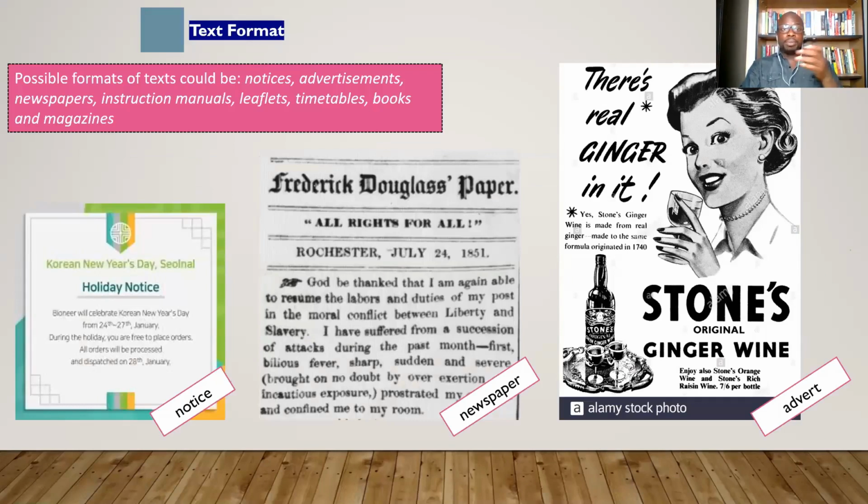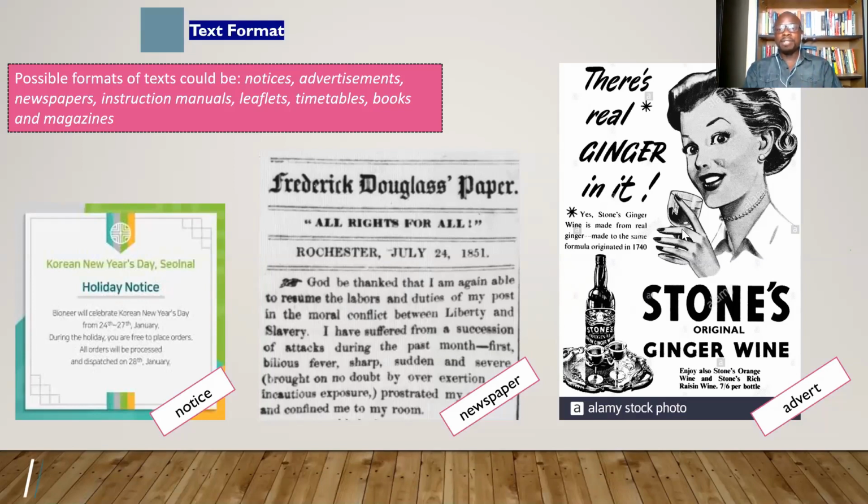Now, these are examples of the format in which the text, the passage, can come. You can have something like this, which is a notice, like a notice board. For example, this is a holiday notice. You can also have a newspaper, for example, an excerpt from a newspaper. Something like this can be given to you as a text. So you just need to read through it and understand what the text is about, and you are able to answer the questions correctly.